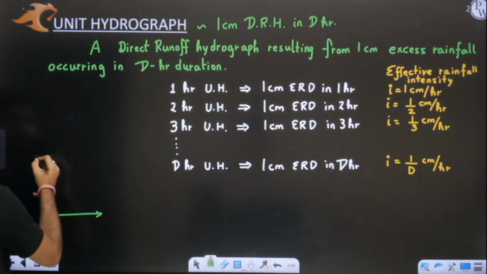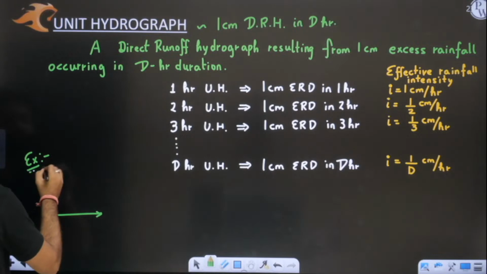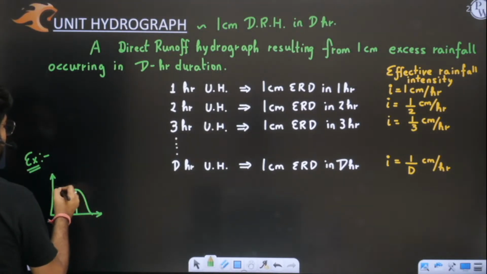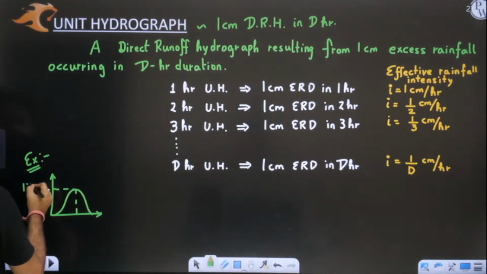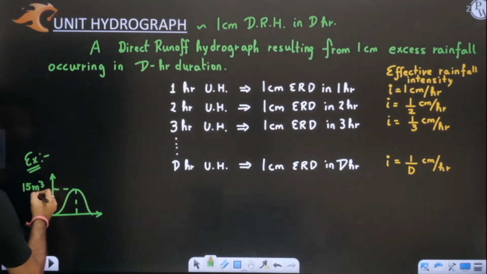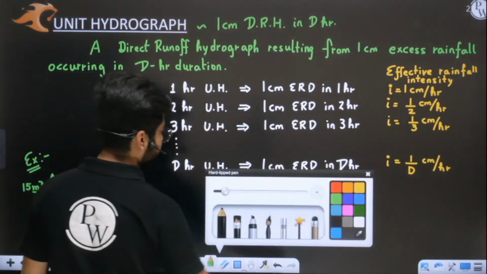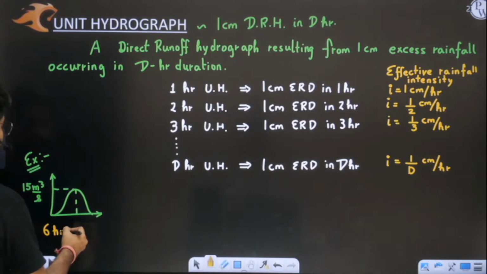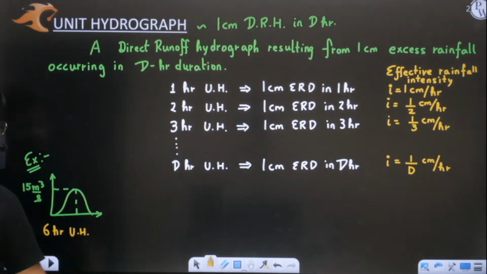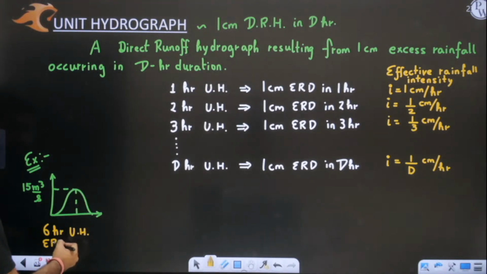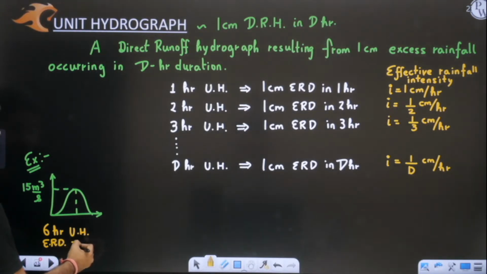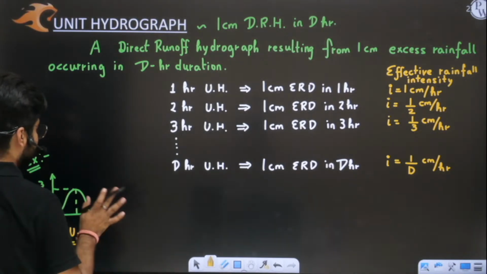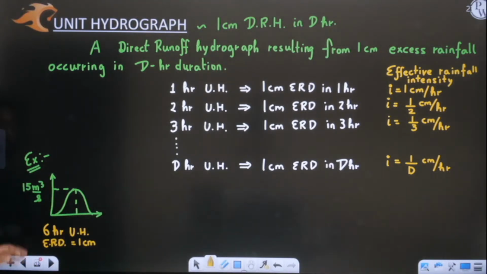Let me take an example with the help of which you will understand. Let us say we have a unit hydrograph, and the peak of this unit hydrograph is 15 meter cube per second. Let us say this is a 6 hour unit hydrograph, which means the effective rainfall depth is 1 centimeter.